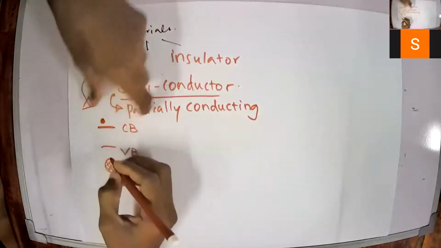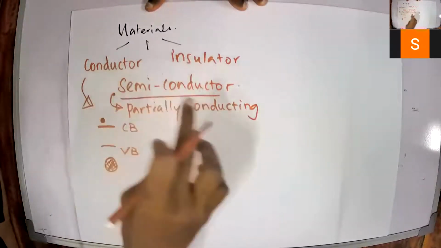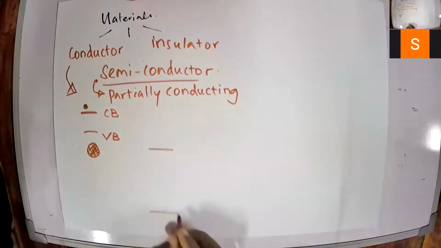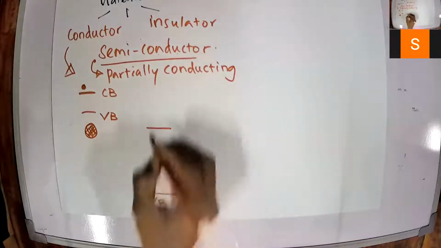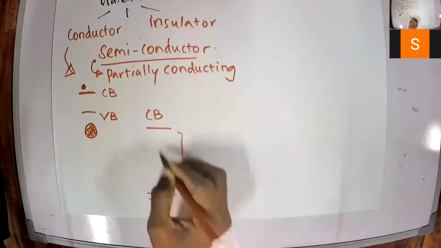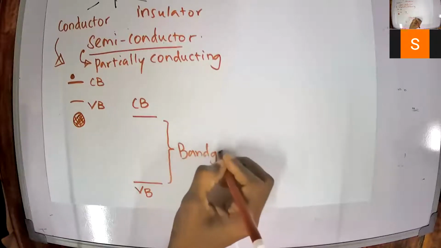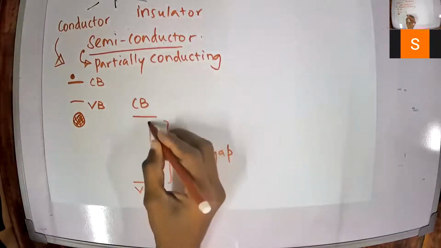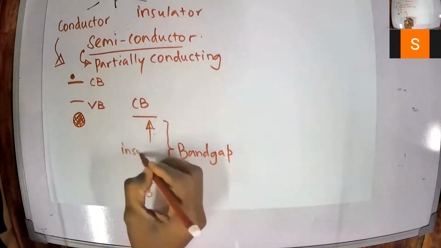So based on the band theory, for an insulator, we have a very large band gap. If we have valence band and conduction band here, the gap between the valence band and conduction band is called the band gap. This will be very high for insulators.